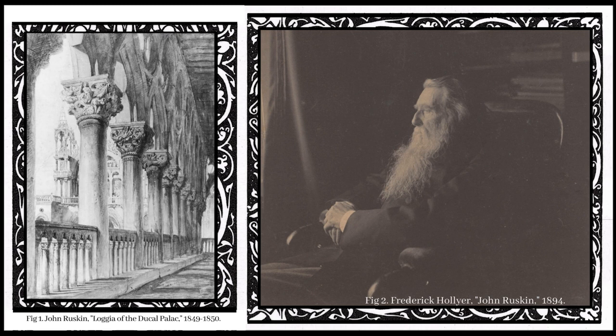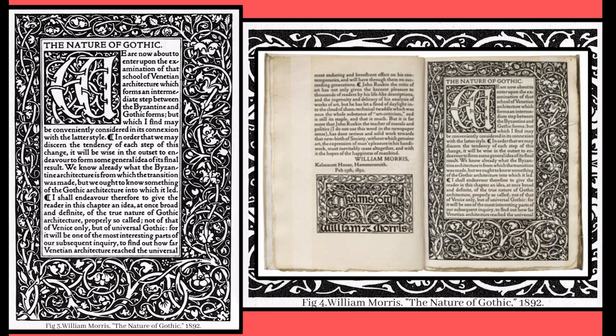In 1892, William Morris printed an edition of Ruskin's The Nature of Gothic, a chapter from the second volume of Ruskin's The Stones of Venice, originally published in 1853. Morris added his own introduction to this edition, in which he writes the following.